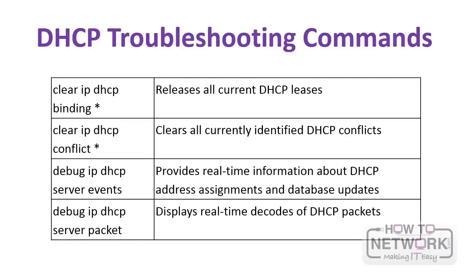So here are some common DHCP troubleshooting commands, and really the four you will need to know for your exam. The first is clear ip dhcp binding, which releases all current DHCP leases. This is obviously not something you want to do lightly, but if you needed to actually release all the current leases, you would do so via clear ip dhcp binding.